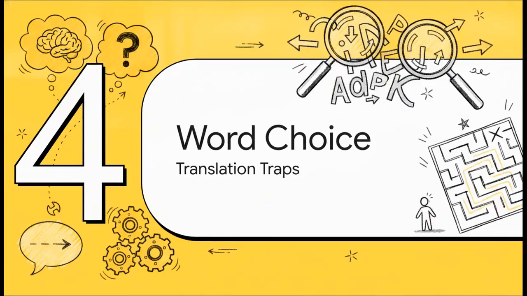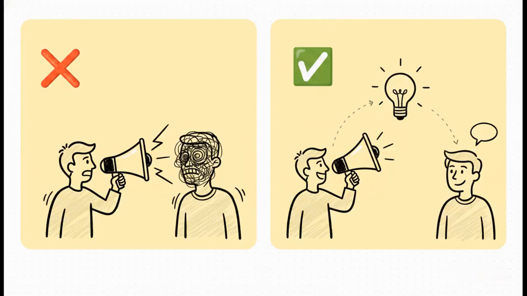Let's step into Section 4, Word Choice Translation Traps, and what happens when literal translation fails. I want to deeply validate you here. These next mistakes happen simply because you are brilliantly translating directly from your native language. The words you're choosing are logically right, but the specific combination in English is just slightly off. For instance, he explained me the answer.